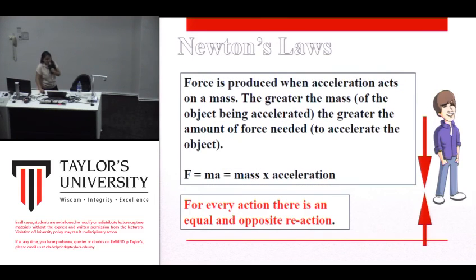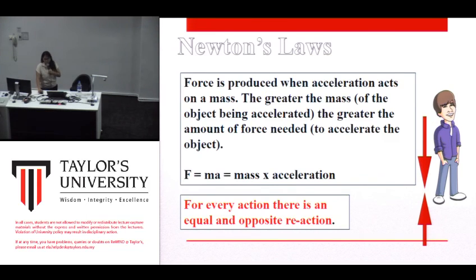Alright, so the second one is force is produced when acceleration acts on mass. So F equals ma. The last one is for every action, there is an equal and opposite reaction. So let's say if we are standing on the ground or on the floor, we have our weight. The weight will create a force acting on the floor. How the floor reacts is that it will create a reaction force, which is in the opposite direction but of the same amount.